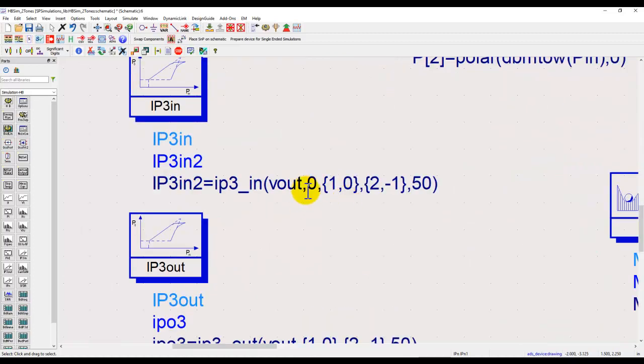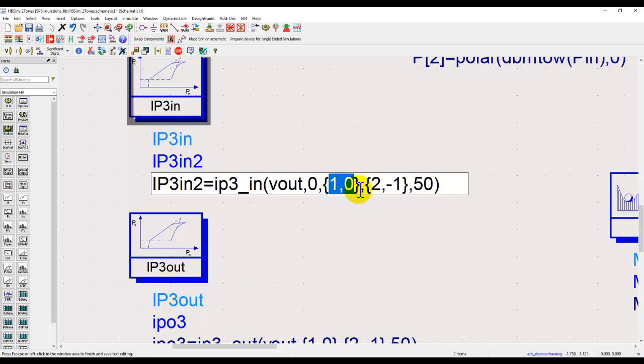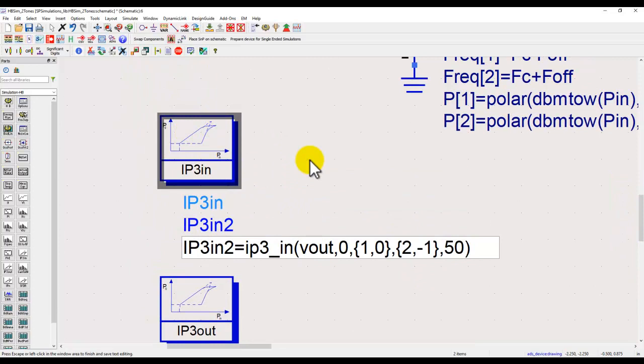Now the syntax here is very simple. V out is the node at which you want to do the measurement. 1, 0 or 0, 1 determines whether you are doing the measurement with respect to the lower side tone or the upper side tone, and we just saw that in our mix table. And 2, minus 1 or minus 1, 2, or whatever your intermodulation product mixing index is, is described here. By using this index, it knows the carrier, and it knows where your intermodulation product is, and that's how it calculates the intermodulation product.